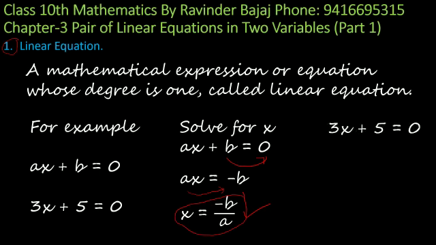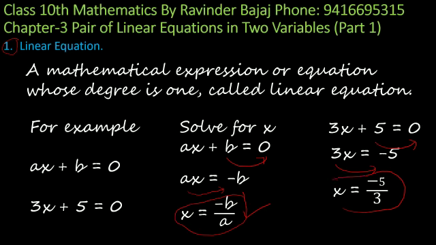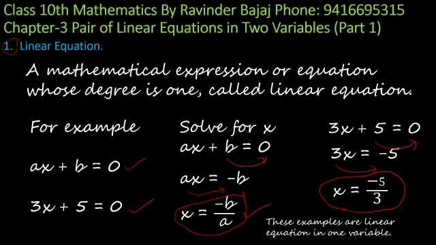One more solution I'm showing you. 3x plus 5. 5 will go that side. It will become 3x is equal to minus 5. Now 3 will go in the denominator. The solution is x is equal to minus 5 upon 3. In this way, a linear equation in one variable can be solved. To solve it, only one equation is required. These are examples of linear equations in one variable only.